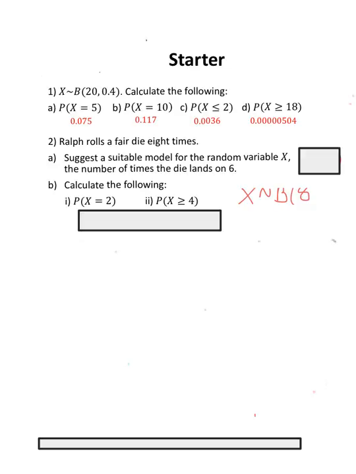and suggest a suitable model for the random variable: the number of times it lands on a 6. Probability it lands on a 6 is constant. It is actually 1/6. So there we go.